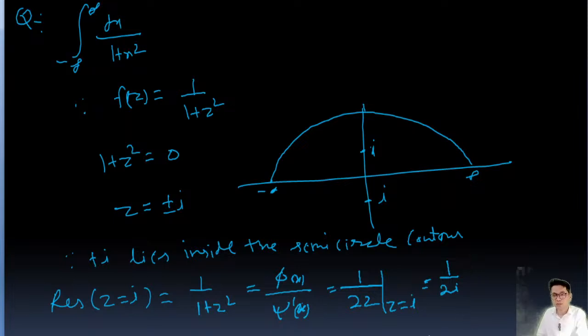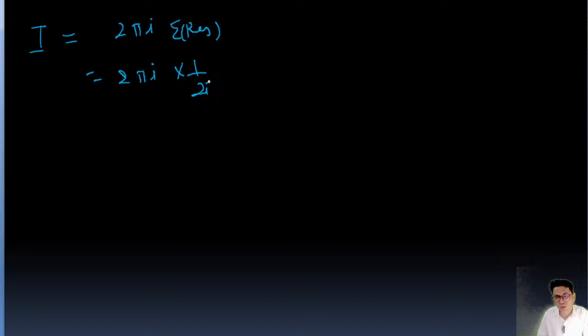Now we know the value of the integration, because the pole is on the imaginary axis, not on the real axis, is going to be 2 pi i sigma residue, the sum of residues. So this is 2 pi i into 1 upon 2i. The 2i will get cancelled, and the value is pi. Okay, so pi is the answer. Next question, guys.